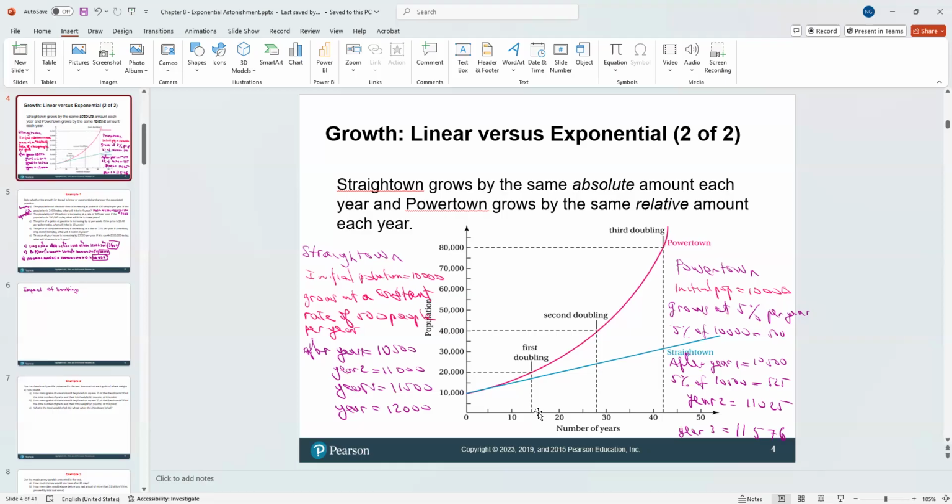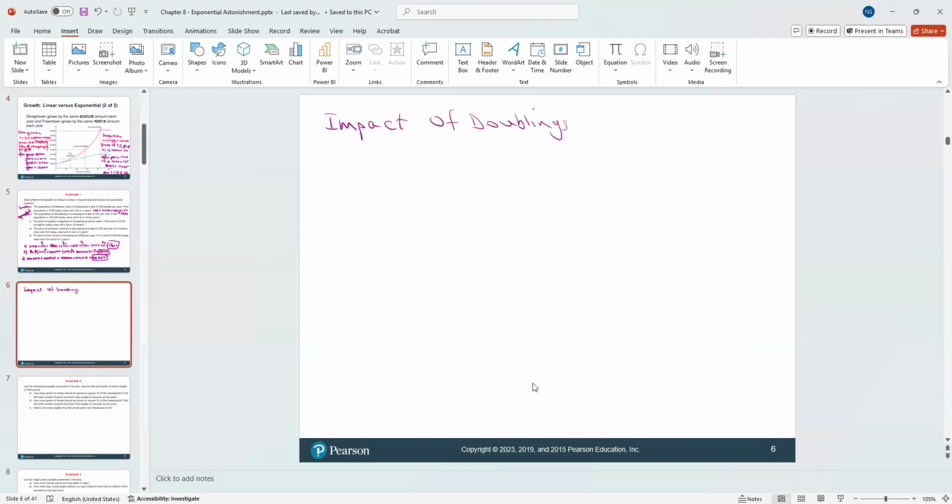There are three parables we explore in this chapter that show how doublings make exponential growth so different from linear growth. I wanted to show you how often you get the first doubling, the second doubling, the third doubling, but for exponential growth, not linear growth. The linear growth is just a straight line. There is no curve.